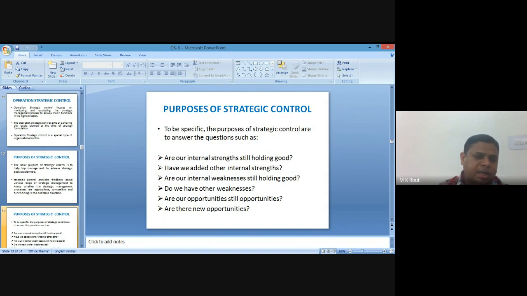The next is: are our internal weaknesses still holding good? That means you have to identify your internal weaknesses. Basically, internal weaknesses can be identified by a particular method known as root cause analysis. With the help of root cause analysis, you can identify the problem, and according to that problem, provide adequate maintenance or services, or fix that particular problem. The next is: do you have other weaknesses? If you find any internal as well as external weakness, it should be fixed as early as possible. The next is: are our opportunities still opportunities, or are there new opportunities?